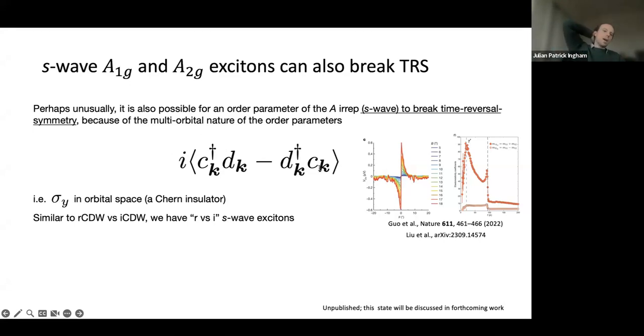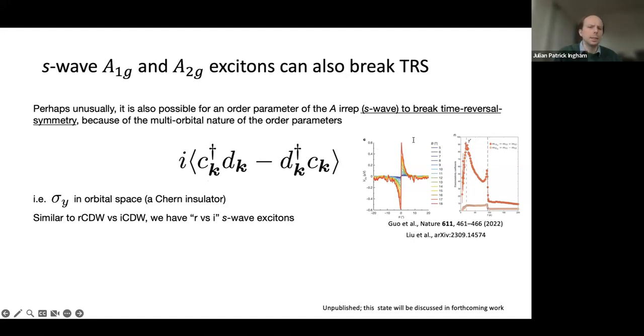So similar to how we have the possibility of R and I CDW, we can have R versus I S-wave excitons. You might hear people say there's no way to have time reversal symmetry breaking if a possible order parameter belongs to the A representation. But one of the takeaways I'd like to impart from this talk is that actually that's not true, and S-wave orbital order quite naturally appears in this setting. And this shouldn't be all that surprising. What I'm describing is essentially identical to just a Chern insulator.